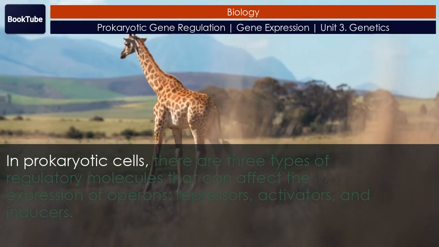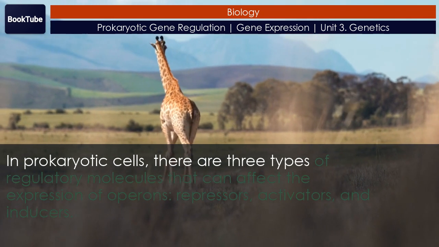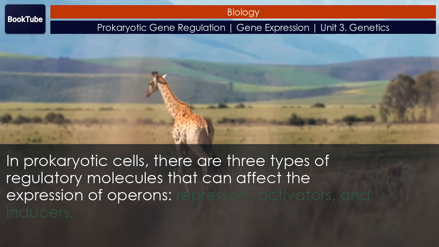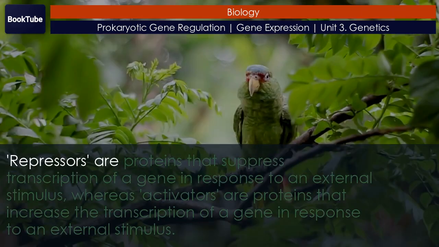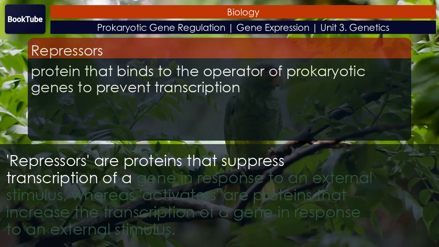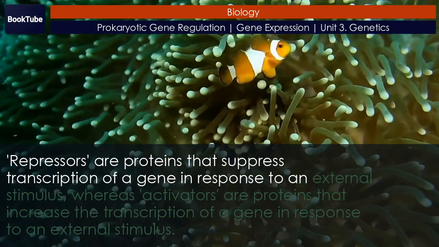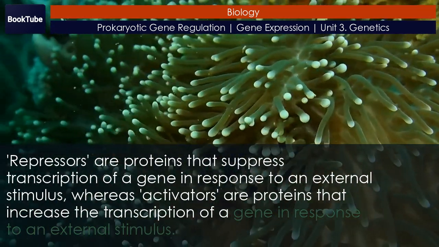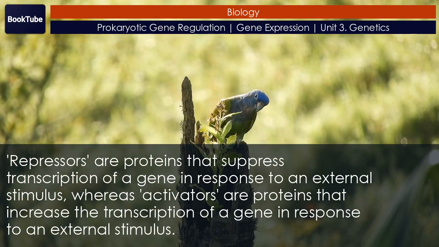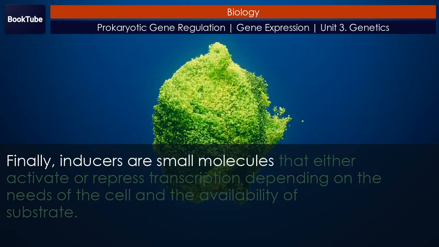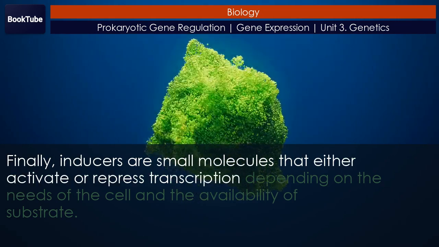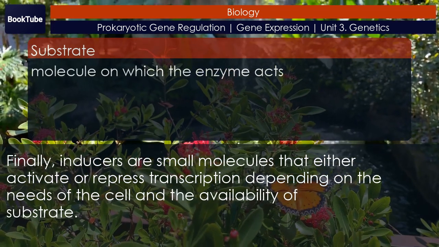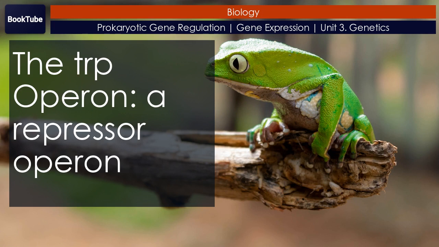In prokaryotic cells, there are three types of regulatory molecules that can affect the expression of operons: repressors, activators, and inducers. Repressors are proteins that suppress transcription of a gene in response to an external stimulus, whereas activators are proteins that increase the transcription of a gene in response to an external stimulus. Finally, inducers are small molecules that either activate or repress transcription depending on the needs of the cell and the availability of substrate. The TRP operon, a repressor operon.